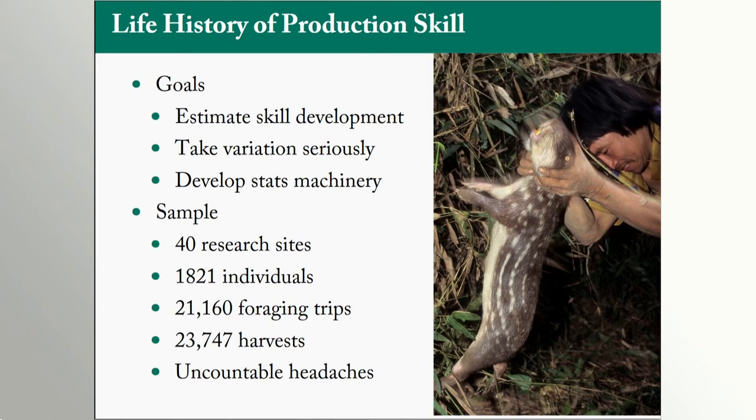It's good. And so here's what the sample is. At 40 research sites, 1,821 individual foragers, 21,160 foraging trips. Many of these trips involve multiple foragers because they're teams. As long as an individual doesn't always go out with the same partner, we can get some information on their individual skills. But there's a team production function that's needed to make this work.